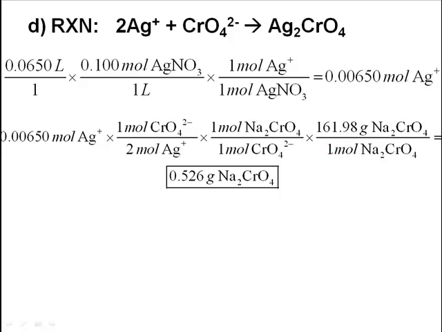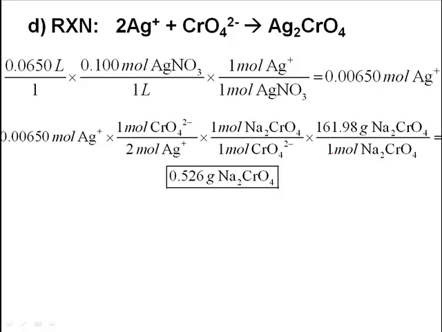You've got 0.650 liters of the silver nitrate, 0.100 moles per liter, that's the molarity. This tells you how many moles of silver nitrate you started with. The ratio between silver nitrate and silver is 1 to 1. So you start with 0.00650 moles of silver. So this is the amount of silver you start with.